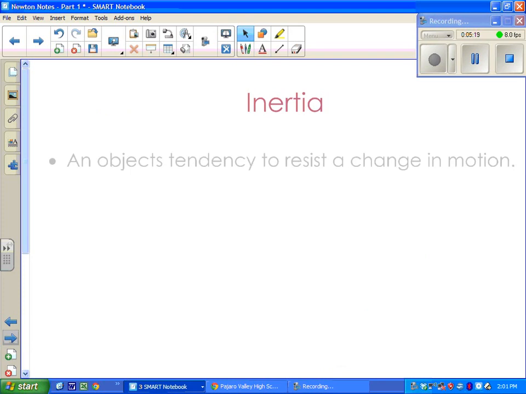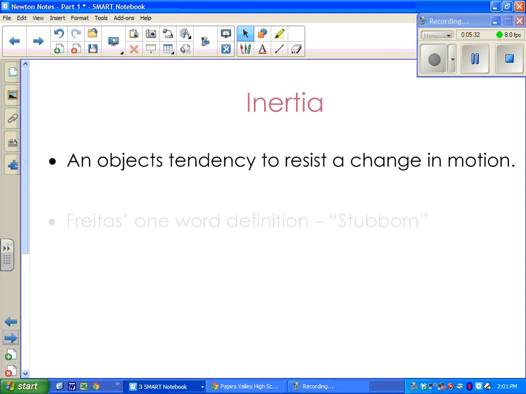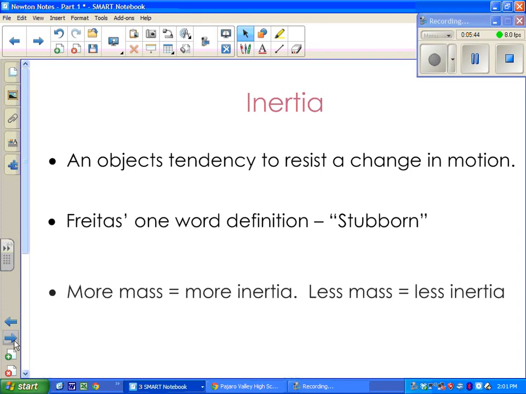Inertia. Inertia is an object's tendency to resist a change in motion. So objects don't want to change. This was our book definition, and I came up with a Freitas definition. My Freitas definition is stubborn. So things that have inertia are stubborn. They don't want to change. They're kind of lazy. And some things that have more mass have more inertia, and less mass has less inertia.